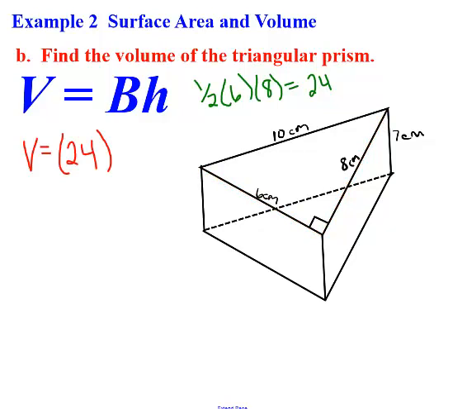And now I want to look for the height. The height is the distance between the two bases. So between the two triangles is 7 centimeters. So I'm going to plug in 7. And my volume is 168 centimeters cubed.